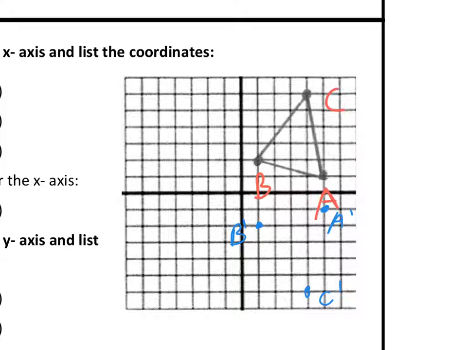Connect your dots to make a triangle. Okay, what we're going to do next is see what's happening to the coordinates. So hopefully you have it labeled A, B, and C, and you have it labeled A prime, B prime, C prime. I would like to see this reflection across the x-axis on your paper, and once I see it from everyone, we'll talk about the coordinates.